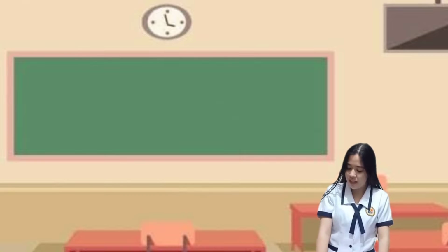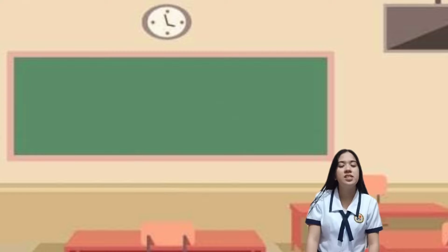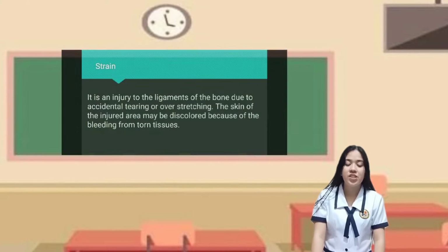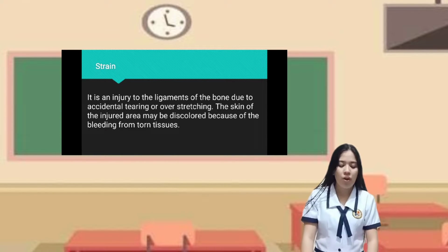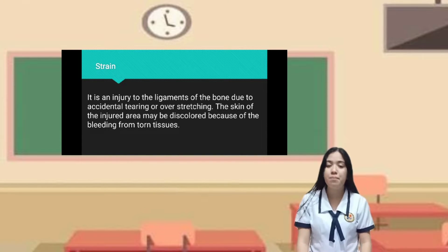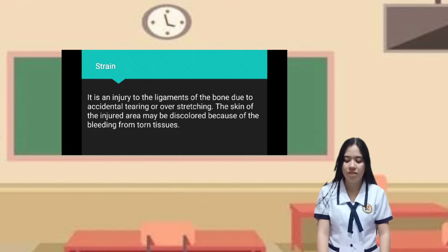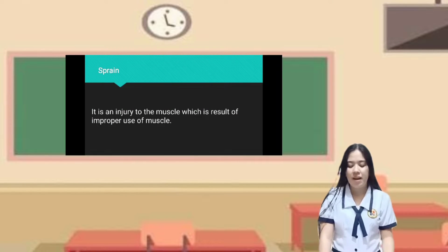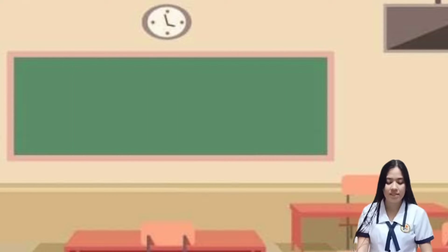So, another common unintentional injury are sprain and strain. First, let us discuss strain. Strain is an injury to the ligaments of the bone due to accidental tearing or overstretching. The skin of the injured area may be discolored because of the bleeding from torn tissues. While sprain is an injury to the muscle, which is a result of improper use of muscle.